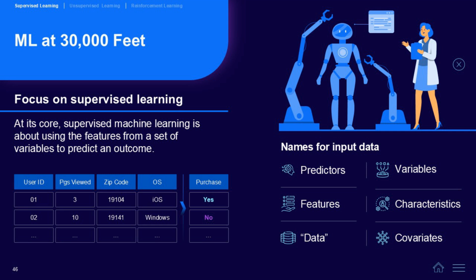At its core, supervised machine learning is about using the features from a set of variables to predict an outcome. Let's start by taking a high-level view of machine learning, specifically focusing on supervised learning.